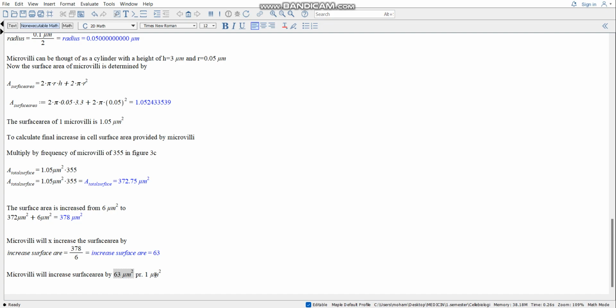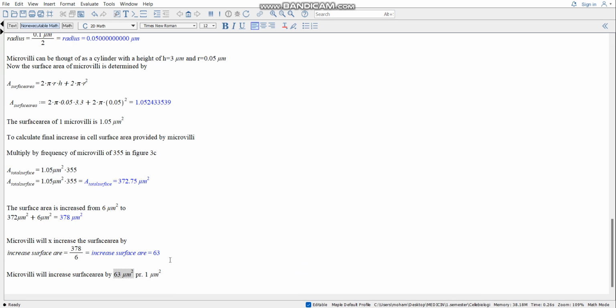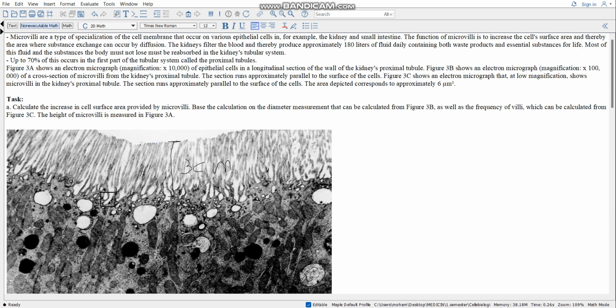So basically, the microvilli all put together here increase the cell surface area by 63x. Okay, so this is a little task to understand the whole function of microvilli and the fact that microvilli increase the cell surface area of the cell membrane, which then can allow for diffusion to happen at a faster rate.